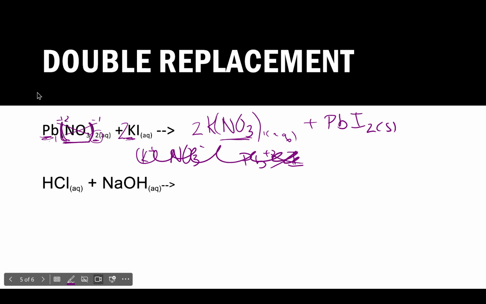We have 1 lead on each side, and this 2 in front means there's also 2 iodine, and there's 2 iodine there. So that's all balanced. So this one is done.